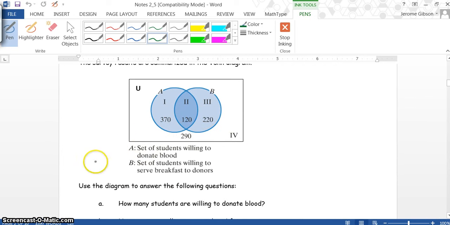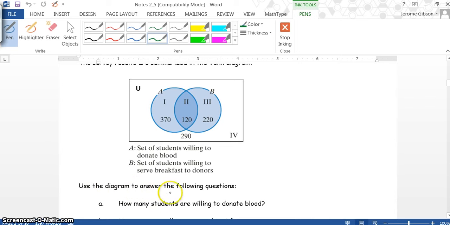Now, we look here, we have A, the set of students willing to donate blood, B, the set of students willing to serve breakfast to donors. If we notice here, we have regions 1, 2, and 3. Region 1 is basically just A exclusively. Region 3 is B exclusively. Region 2 is an overlap of A and B. And then we also have region 4 here, which is outside of A and B.